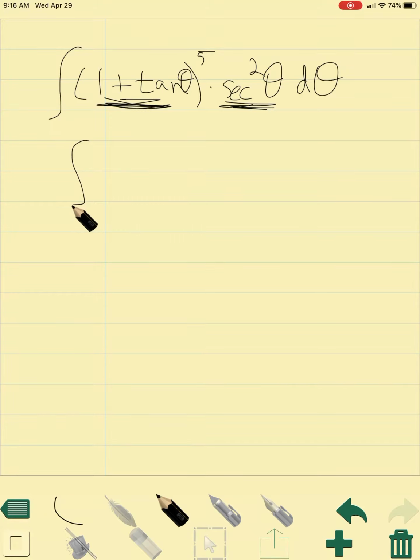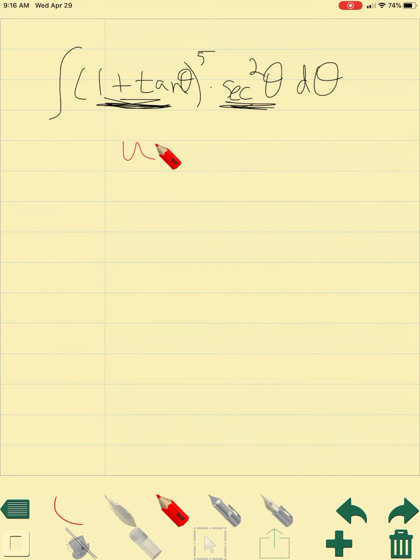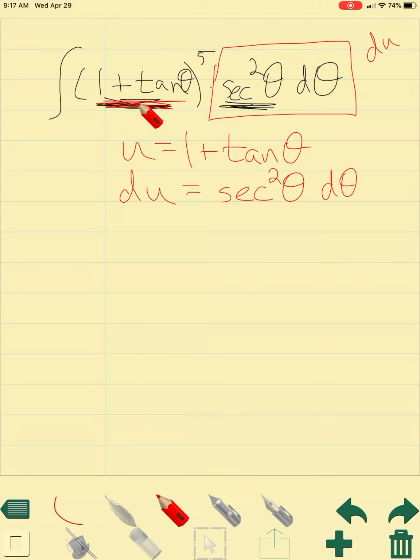So if we just look at doing this, we would want our u value to equal 1 plus the tangent of theta. So our du is equal to the secant squared of theta, because the derivative of 1 is 0, and the derivative of the tangent is the secant squared, so du is equal to secant squared of theta d theta, which is nice because that's inside here. So this is just equal to du, and this 1 plus the tangent of theta is equal to u. So this is then equal to the integral of u to the 5th du.